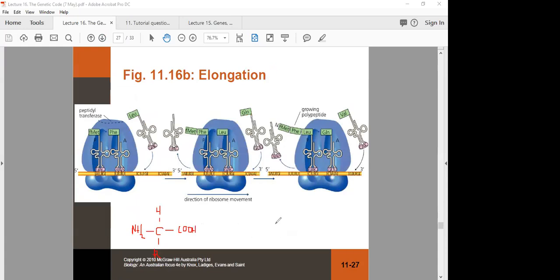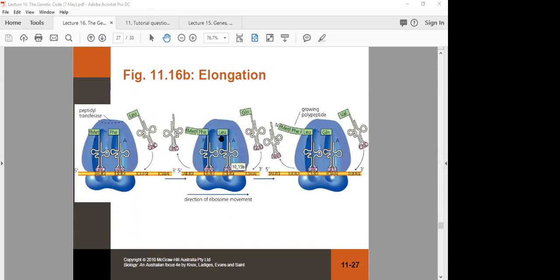Okay, so that's one amino acid. Now we've got an incoming amino acid, and that peptide bond is always formed between, I can't write this fast enough, and here's the next amino acid. The peptide bond is always formed between the amino group of one amino acid and the carboxyl group of a second amino acid. Okay. So just keep that in mind.